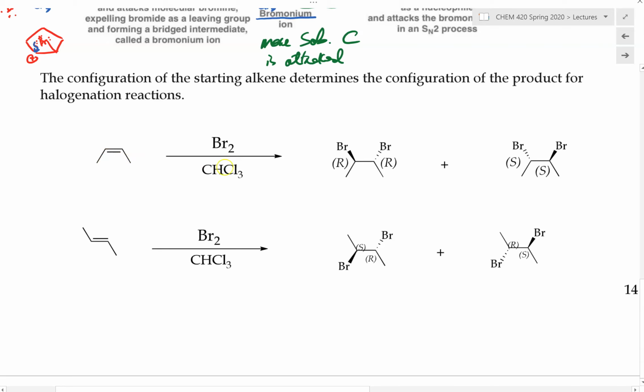When we do this halogenation, bromination reaction on it, then now we will be having the product where again the two bromines, one will be pointing up, the other one will be pointing down. And the other enantiomer, where now this is pointing down and this is pointing up. And again, these two molecules right here, they are enantiomers.